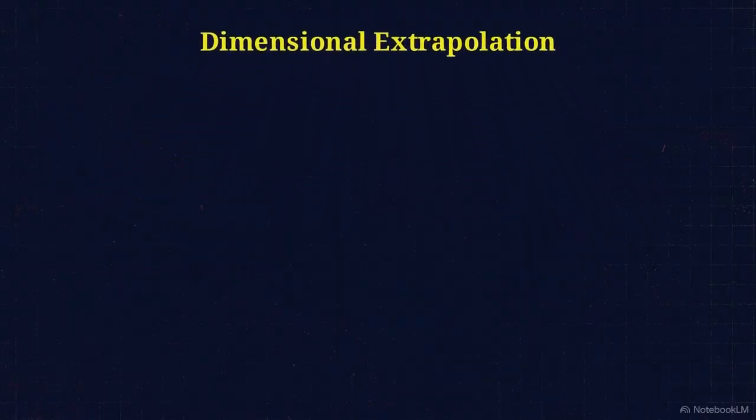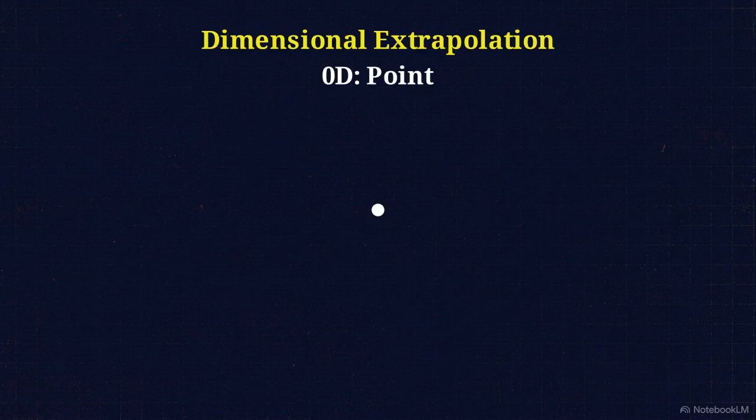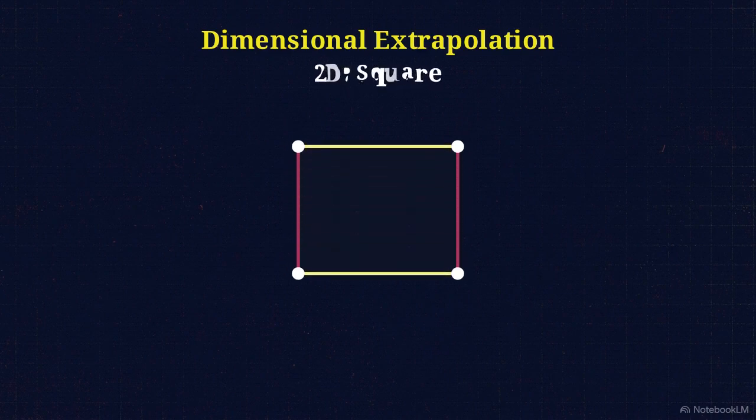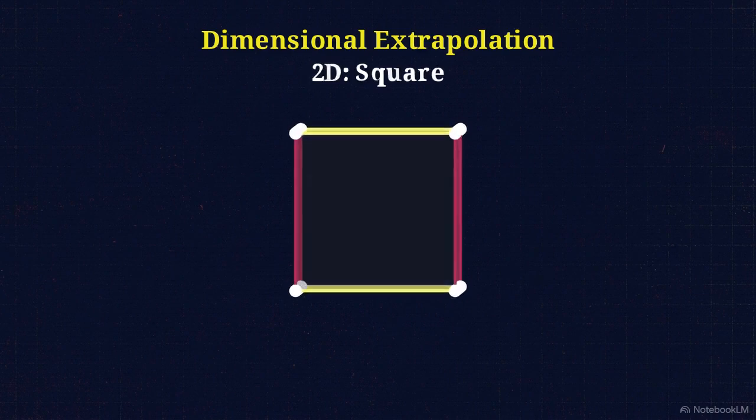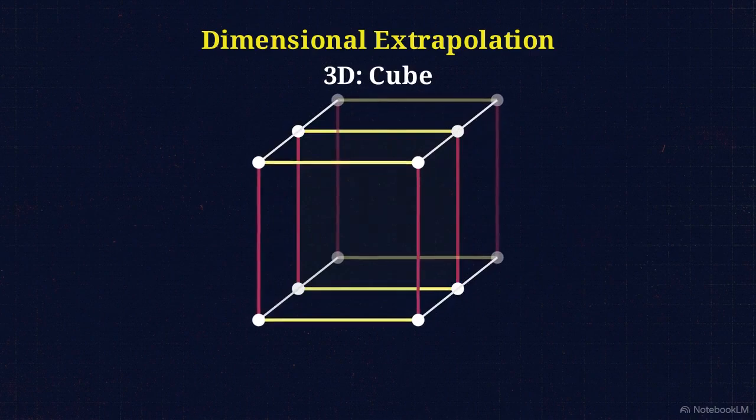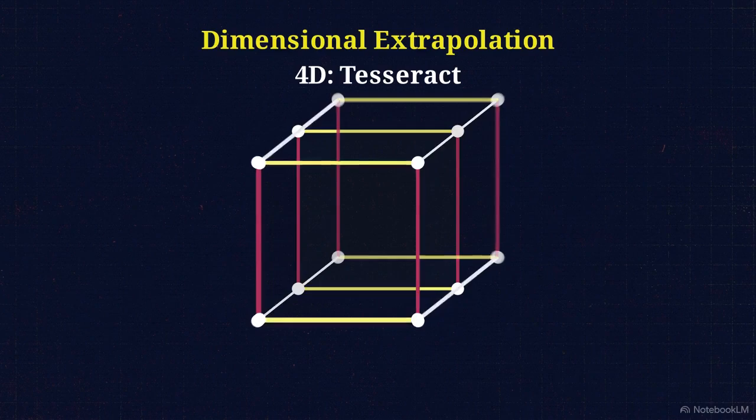Building a four-dimensional structure follows a consistent geometric logic called extrapolation. It begins with a zero-dimensional point, a single location with no size, stretching into a one-dimensional line. If you sweep that one-dimensional line perpendicularly to its original direction, it traces out the area of a two-dimensional square. By sweeping that square perpendicularly along a third axis, depth, you create the familiar three-dimensional cube.